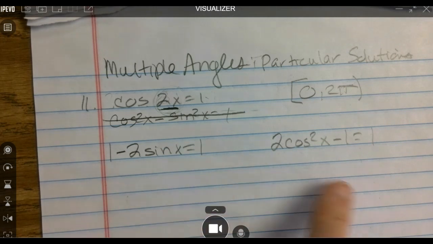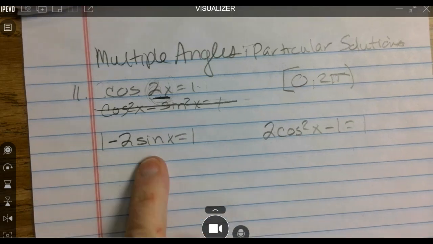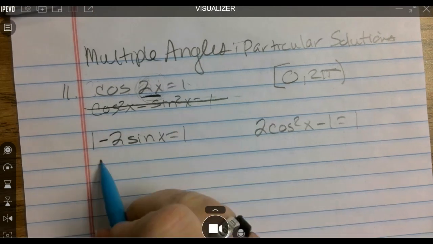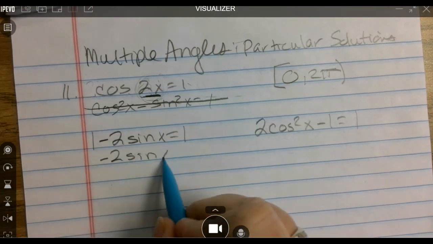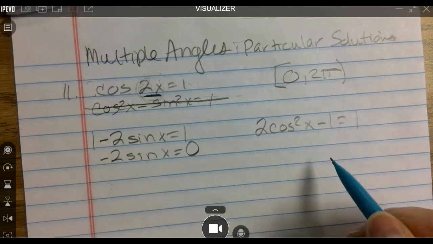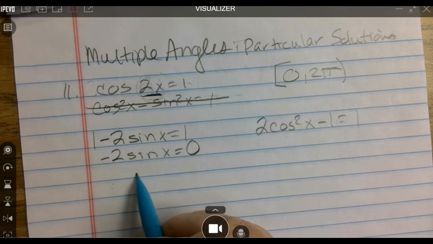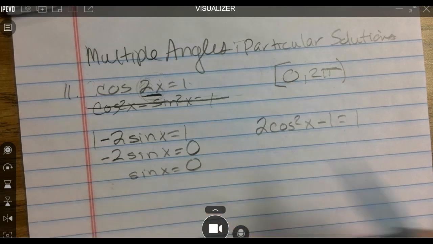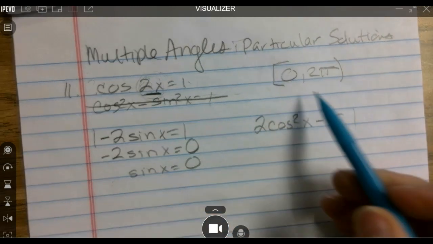So eeny, meeny, miny, moe, do you care which one I use? Now, I'm going to use both of them, so it doesn't matter which one I start with. I might as well start here, because I wrote this one first. So if I take negative 2 sine of x, and I subtract 1, I get 0. Well, that's fun. Because now if I divide by 2, I still get 0. And I just want to know where the sine is 0 between 0 and 2 pi.